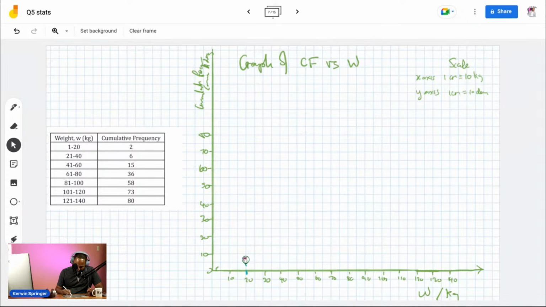So the first point is, for all intents and purposes, we can put it about here. Then 40.5, you understand what I'm doing, right? 40.5, and 60, and 60.5 and 15. So I'll already do the 20.5 and 2. It's hard for me to write a point on this. 40.5 and 6. So that usually happens in a cumulative frequency.